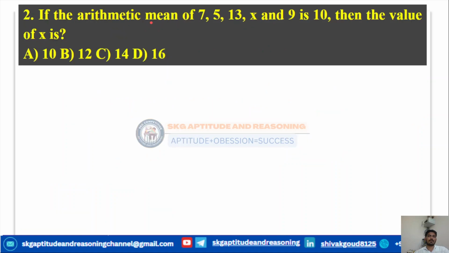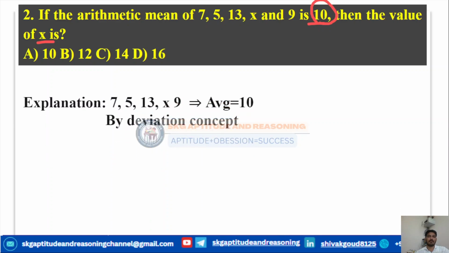Let us move to the next question. The arithmetic mean of 7, 5, 13, x, 9 is given as 10. Then what will be the value of x? In this, he gave the average as 10 directly, so we don't need to assume any value. The average will be 10 here.